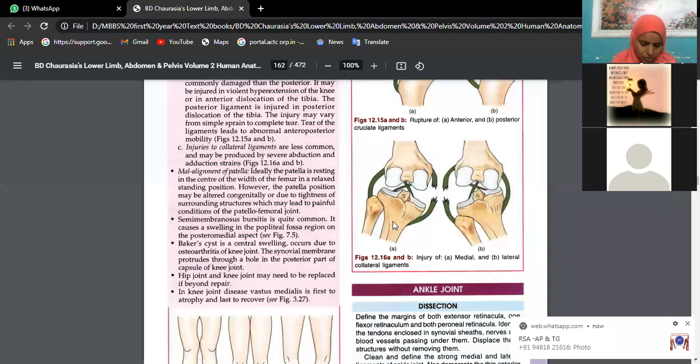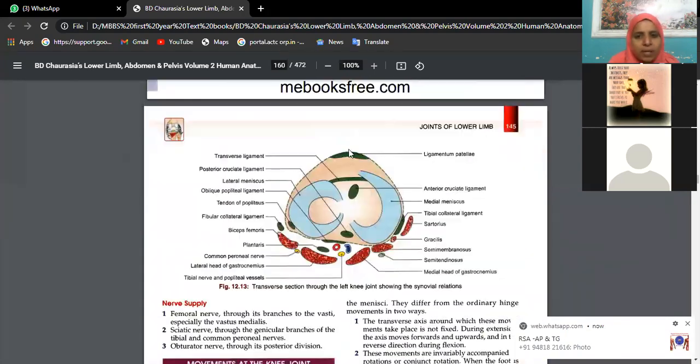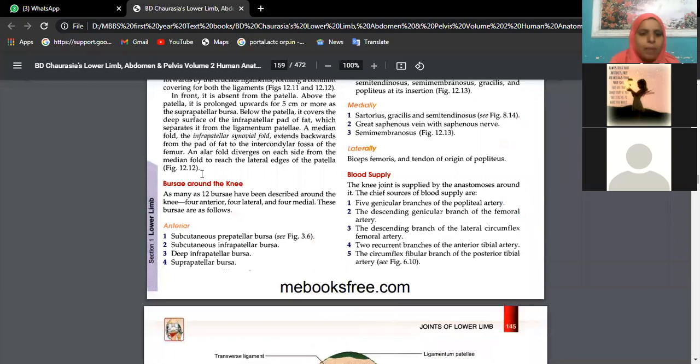Let me check what has been asked in the question paper, because it's an extensive question. Types, bursae also are asked. Muscles, everything we have discussed. Bursae we will see. What is the bone right in front of the knee joint? We have the patella. So all the bursae are named based on the patella bone only.